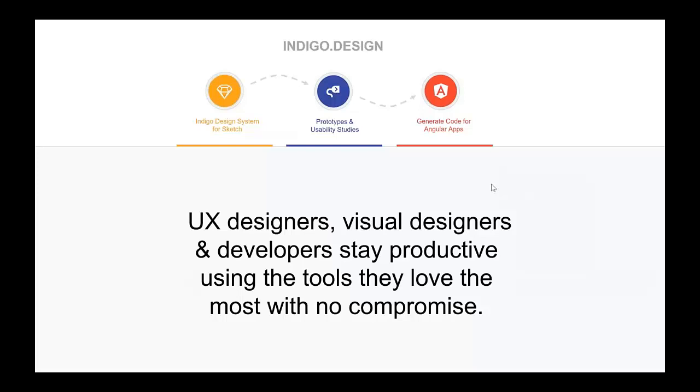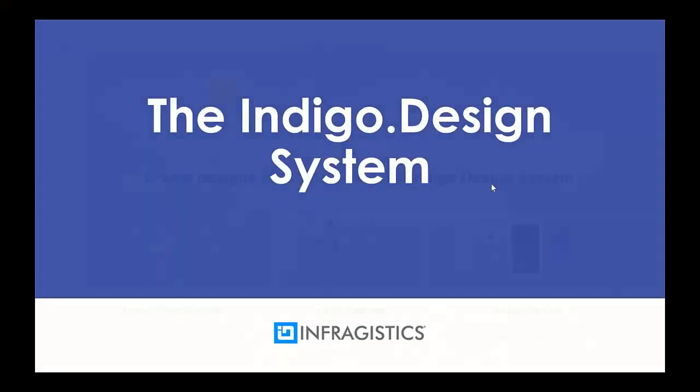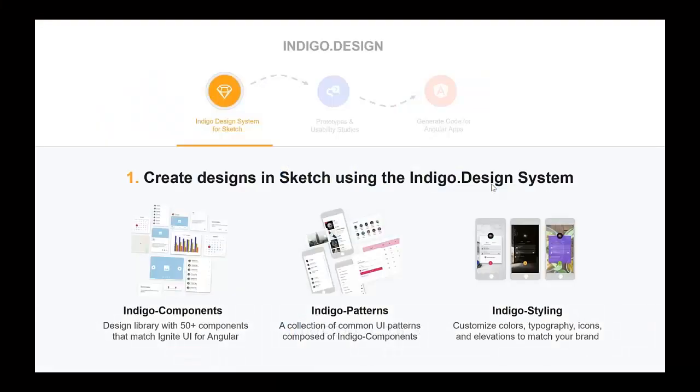So if we take a look at what this design system comprises of, the first thing is you create the designs in Sketch. Sketch has become one of the most popular visual design tools in the market over the last 18 months. And what we've done is we've created UI kits in Sketch. We have a components library, a patterns library, and an underlying style library, which drives the branding and the theming for those libraries. Stefan is going to walk you through what those components and patterns look like and what we've done to add value and how they actually map out to our Angular components.